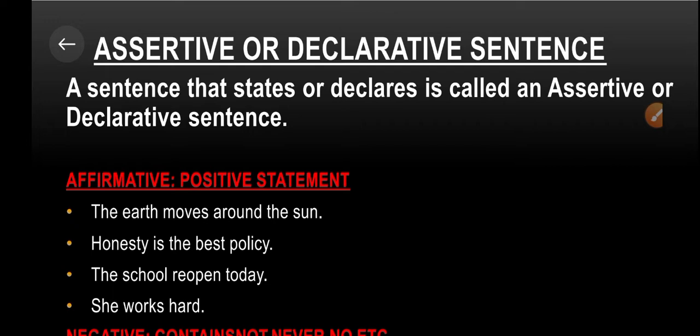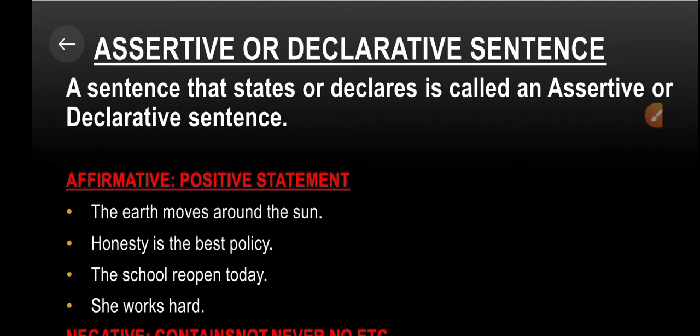Or we can say in English grammar, a declarative sentence is a sentence that makes a statement, provides a fact, offers an explanation, or conveys information. Sentences written in the declarative form are written in the present tense and usually end with a period. Period is the full stop. So now see the example. Here is an example of an affirmative positive statement.